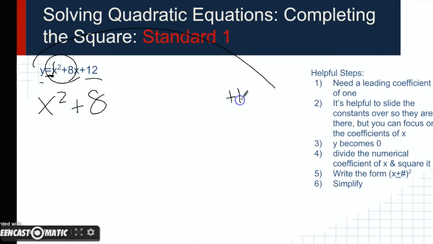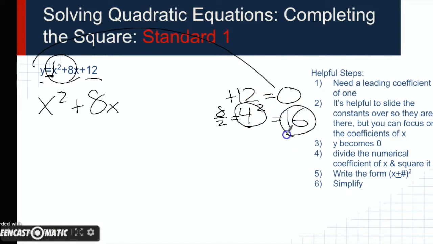Now you want to put positive 12 equals 0, because you want 0 to always be your y in a quadratic equation. So you want to divide your coefficient of x over 2, which in our case is 4. Now remember that number, because you're going to put it in your equation later on. So you square that, which in our case is 16. So you put 4 in your equation, so you put x plus 4.